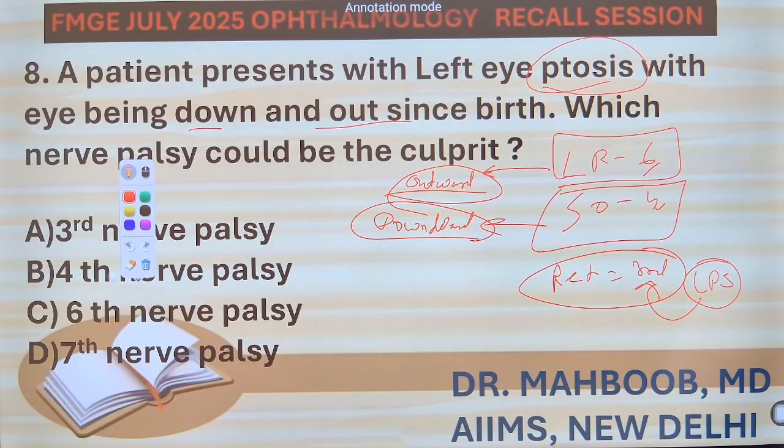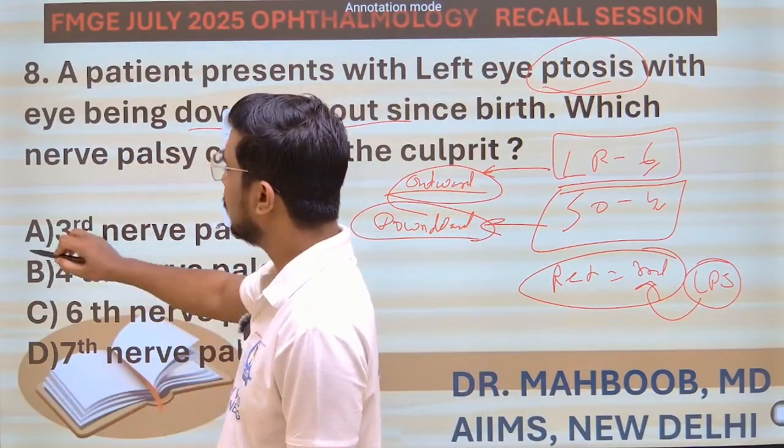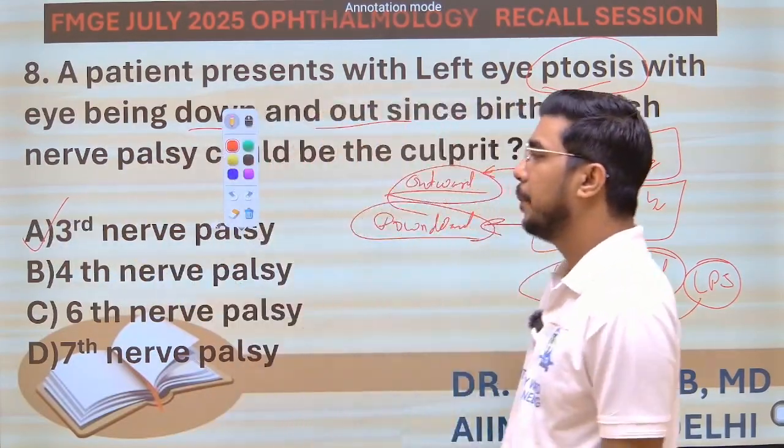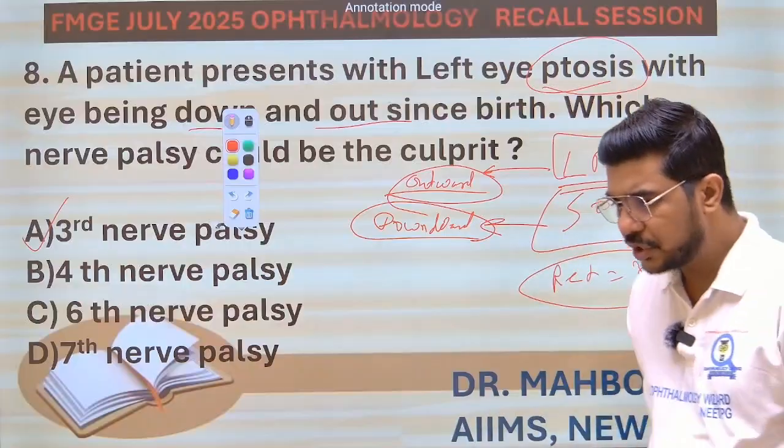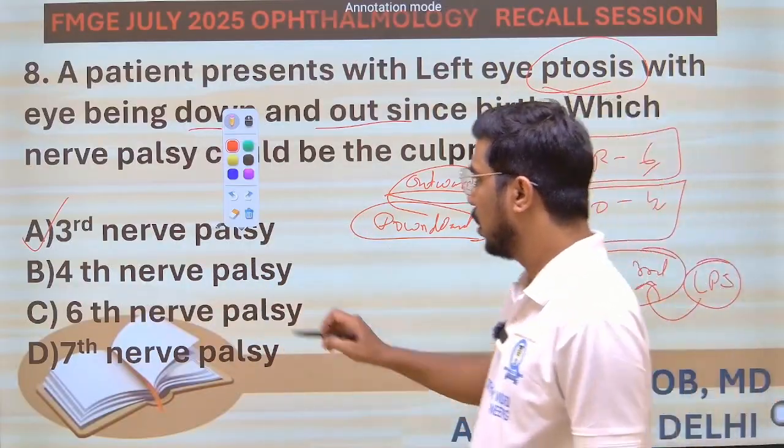So the clear-cut answer here is third nerve palsy. It's a very classic question. There are no ifs and buts here. You have to mark it like this. Got it?